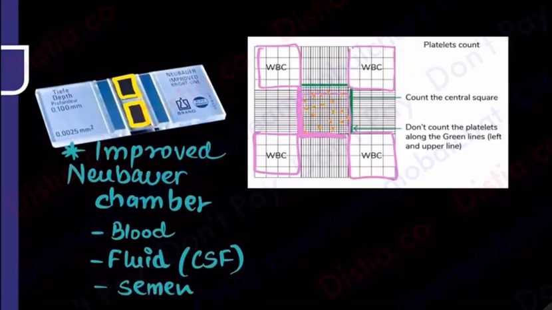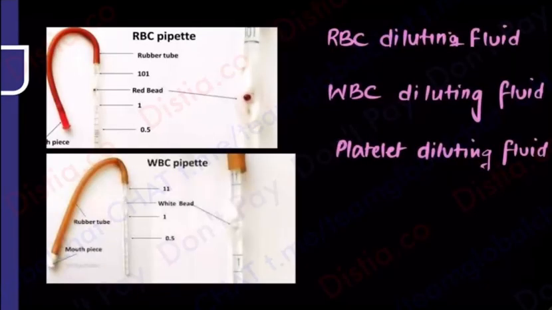What about red blood cells? Red blood cells you count in the four small squares at the periphery and one small square in the center, that is for red blood cells. But for counting these cells, two things: what are the fluids and what are the pipettes that you use?